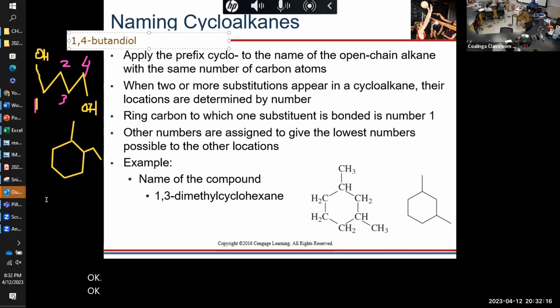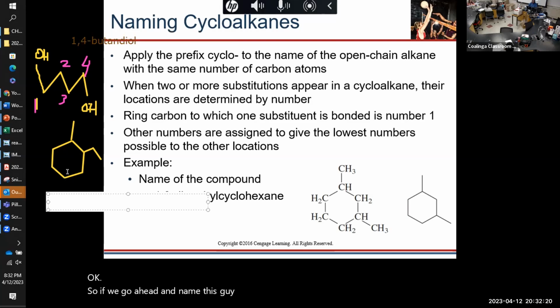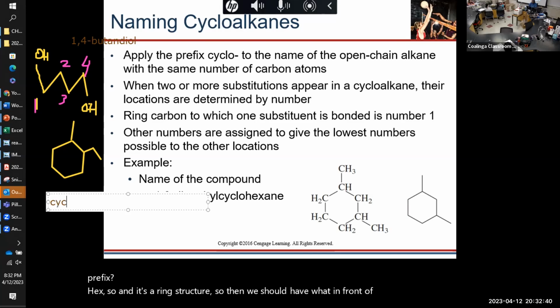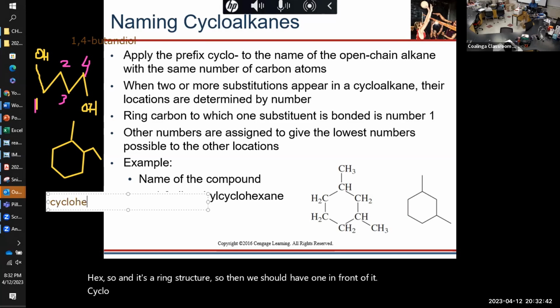So we go ahead and name this guy. This guy has how many carbons in the ring? So that's 1, 2, 3, 4, 5, 6. Okay, so we have 6. So what is that prefix? Hex. And it's a ring structure, so then we should have what in front of it? Cyclo, and then hex. Any double bonds?